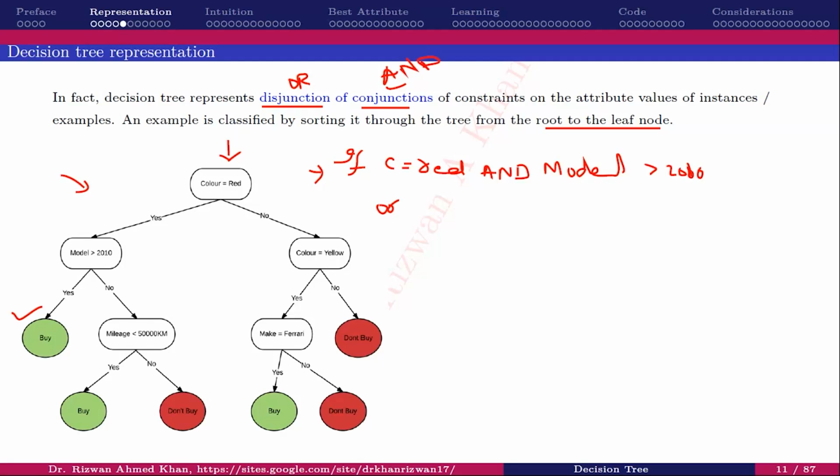Okay, let me check. Mr. Abdulaziz Fareed has also posted: if color is greater than model, then pi equal to 1, else. Right. Model equal to Ferrari. Is it model, make? Okay, kind of true.